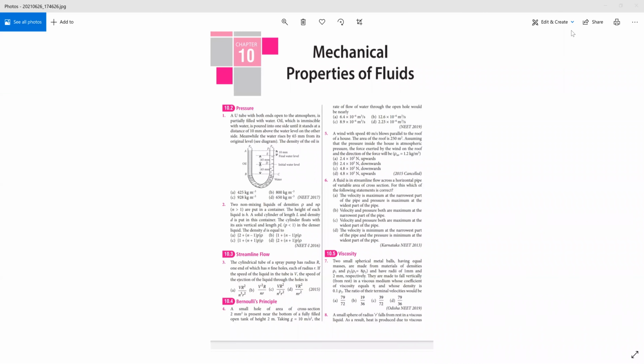Good morning to all. So today we are going to solve the problems based on the chapter that is mechanical properties of fluids. So let us go through the question.